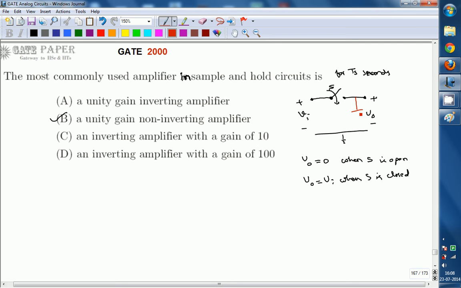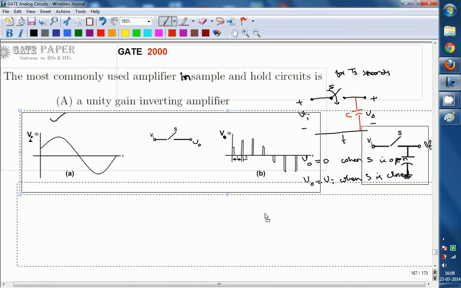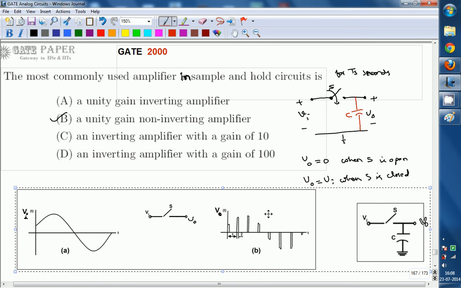If a capacitor is connected across the output, this capacitor is going to charge towards the input value when the switch is closed, and it will remain at that value, that is, it will store that value until the switch is closed again, so that a new value of Vi will be charged. So this is now a sample and hold circuit. If the capacitor is not there, it is only a sample circuit. We will see the output of the sample circuit. So this is the output of the sample circuit.